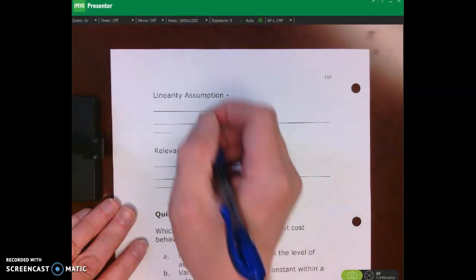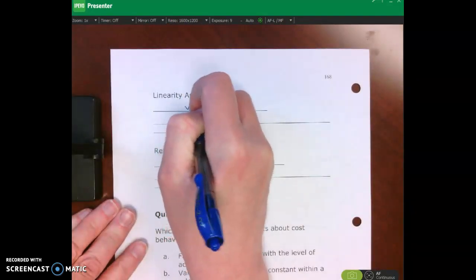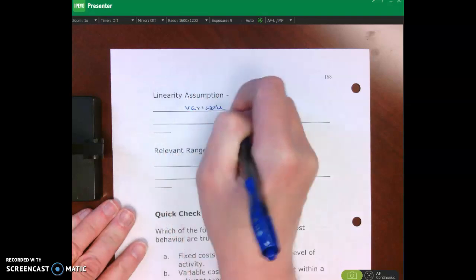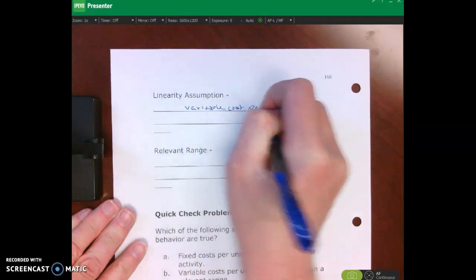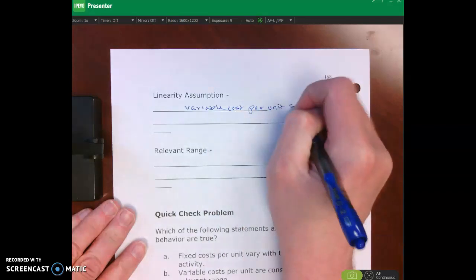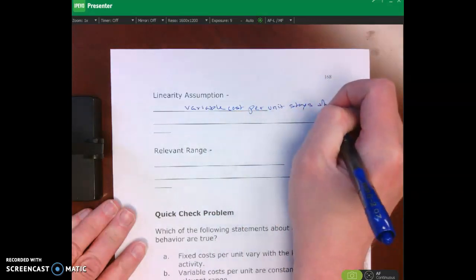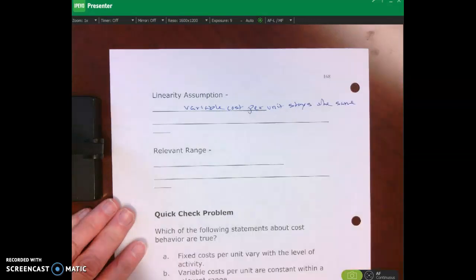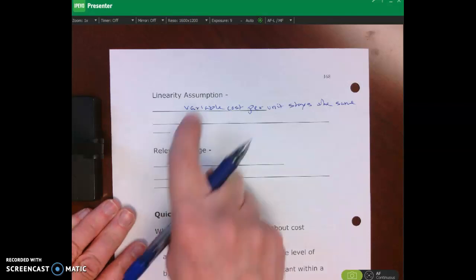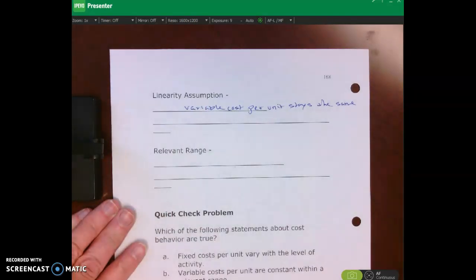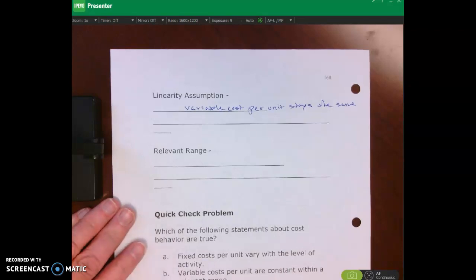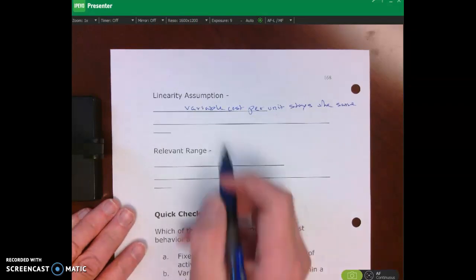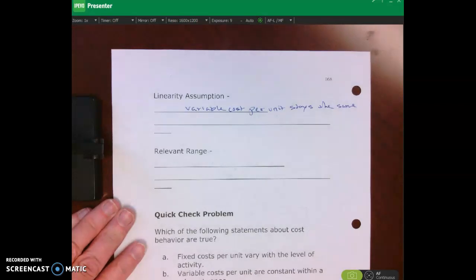Linearity assumption, what we're basically saying is that the variable cost per unit stays the same, which is kind of what we've been assuming all the time, right? So we assume a linear relationship, a linear slope, right? It's a constant slope. It's not curvilinear, okay? That's what we're not assuming. We're assuming it's linear, and therefore, basically, the variable cost per unit stays the same.